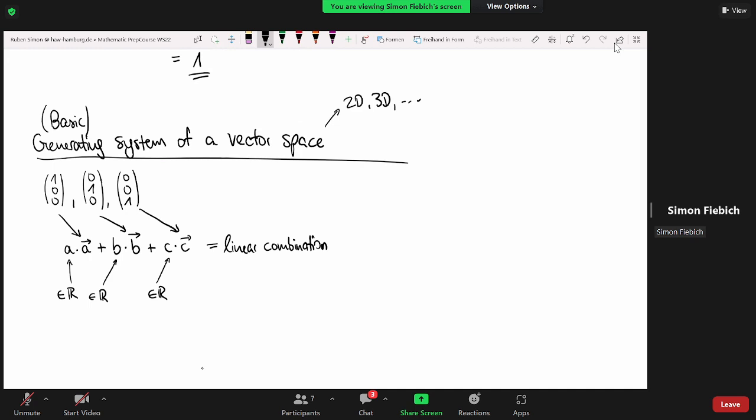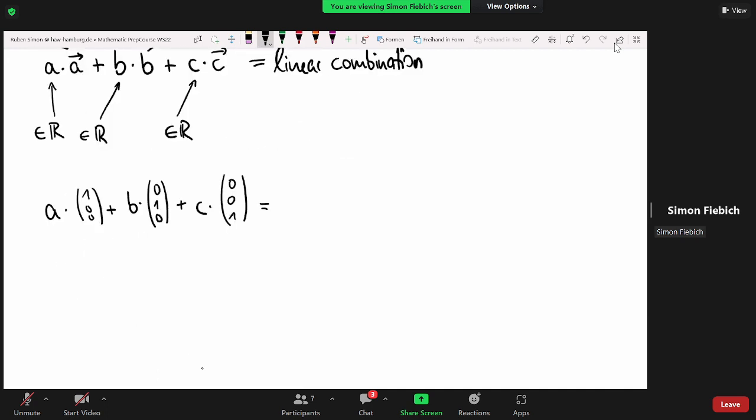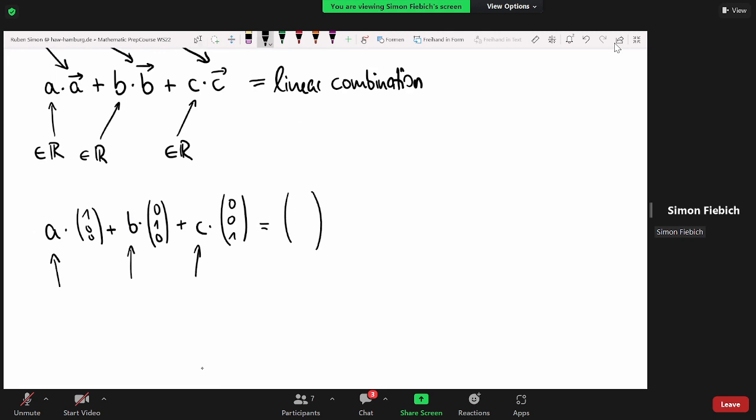And if you insert them into this term, so a times (1, 0, 0), plus b times (0, 1, 0), plus c times (0, 0, 1), by inserting real numbers for a, b, and c, you would now be able to form any vector you would like to receive in 3-dimensional space. So you would have a vector with real number, real number, real number, and that's basically every vector you think of in 3-dimensional space.